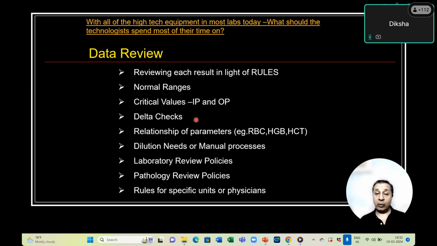We want to look at the delta checks. We also look at relative relationships. For example, there is a rule of three which is used for RBCs, hemoglobin, and hematocrit. There might be times when we might be crossing the linearity and we would want to do what is called the dilution or do it manually. And of course, how the pathologist will eventually review, my other colleagues would also sit down and review. All this needs to be defined, keeping in mind the workloads or the stats which are coming in front of you.